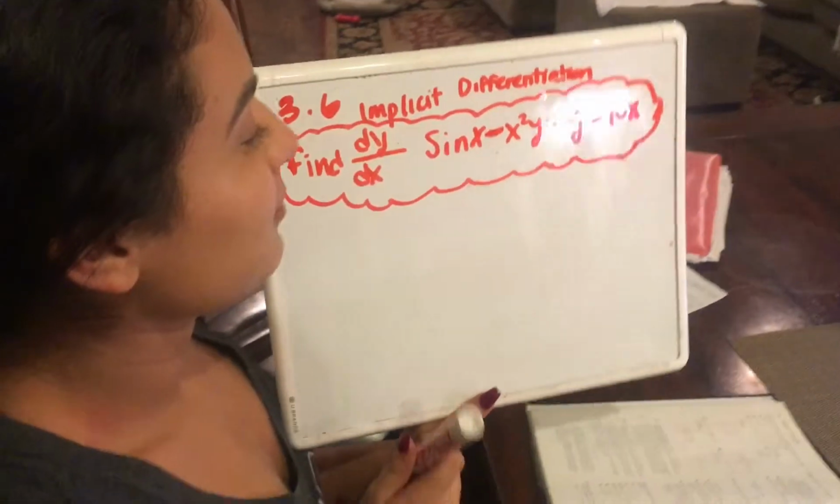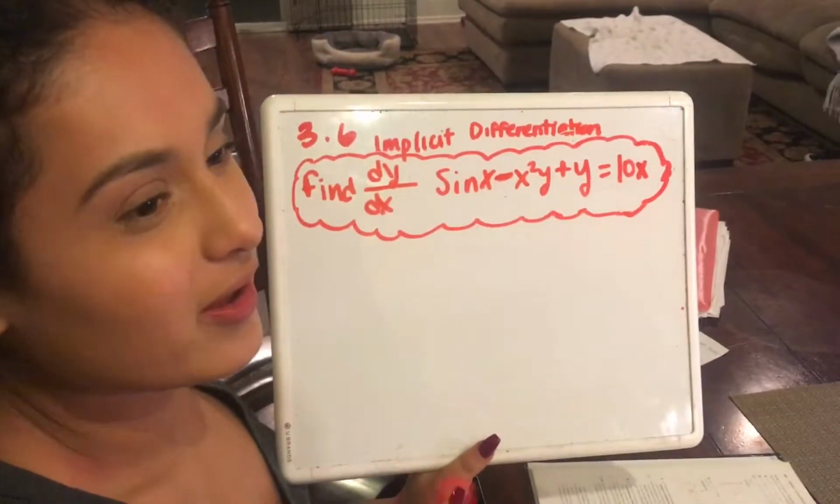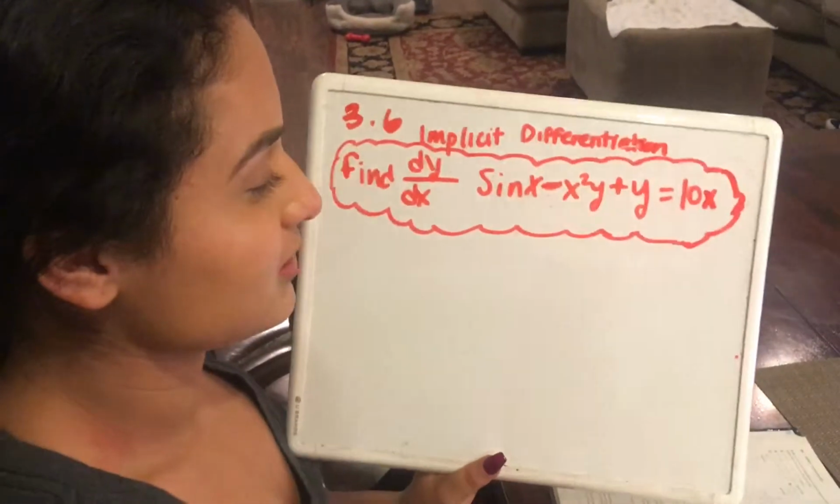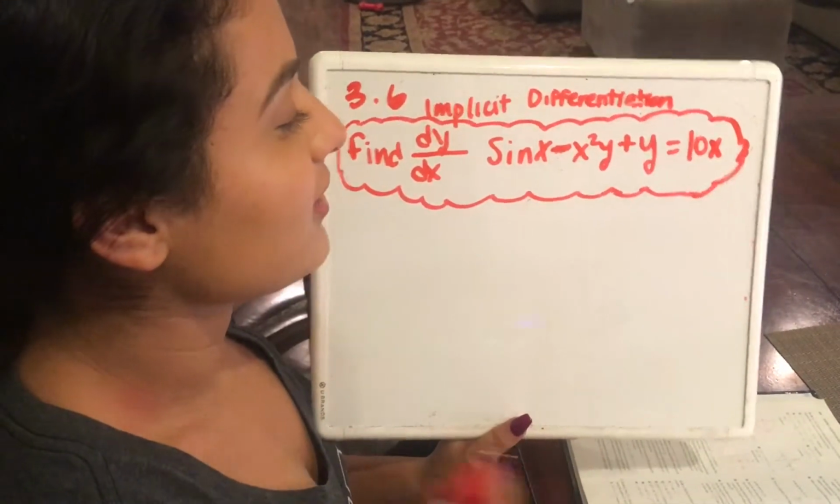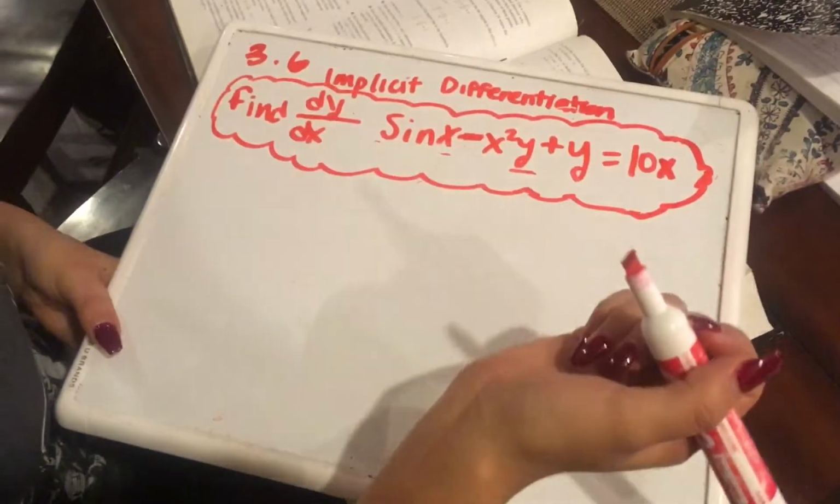Okay, so we're going to start off with a pretty difficult problem because we're going to have to use the product rule. But we all start the same. All the problems start the same. So what we're going to do is find the derivative of both sides with respect to x.